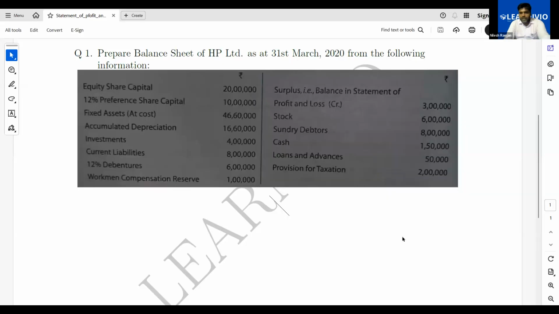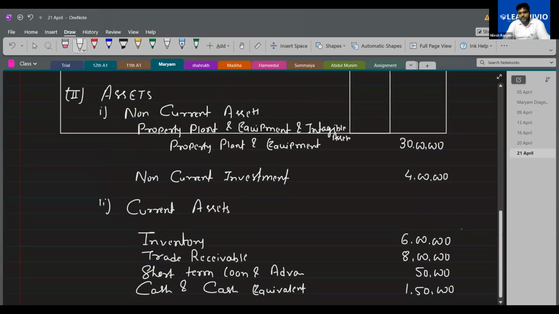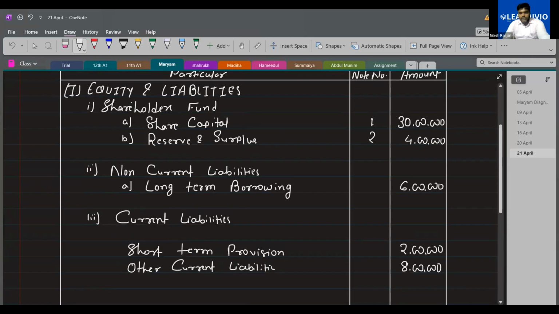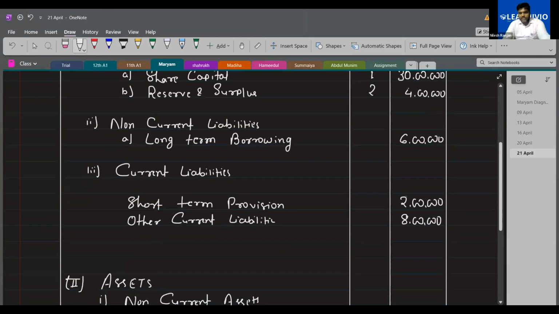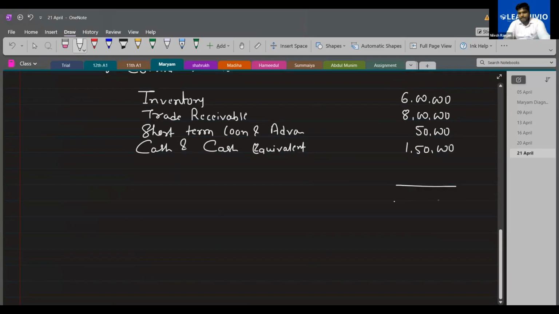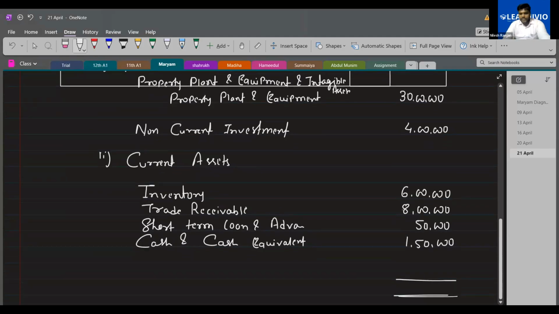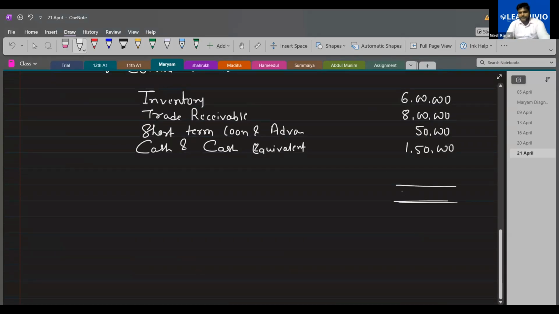It is 1,50,000. Now we will calculate the total. It will be 30, 34, 40. Just a minute, I'm calculating the total. Thirty, 34, 40, 48, 49, 50. So the total of both sides is 50 lakh.